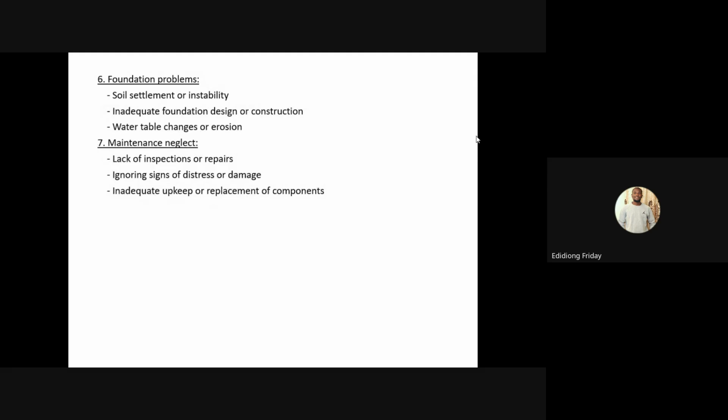Next is ignoring signs of distress or damage. Like I said, there are almost always signs. Before a building gets to the point of total collapse or total failure, there are signs everywhere. It's just that we neglect the maintenance, we neglect our checks, to make sure that the structure is fine.